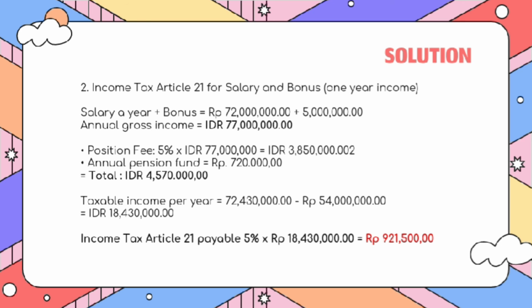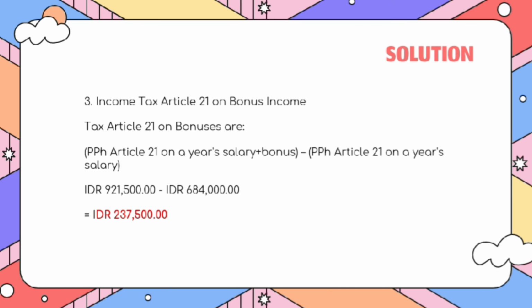So the total is 4,570,000 rupiahs. The taxable income per year is 72,430,000 deducted with 54 million rupiahs. So we got 18,430,000 rupiahs. So the income tax article 21 payable is 5% multiplied with 18,430,000 rupiahs. The total is 921,500 rupiahs.